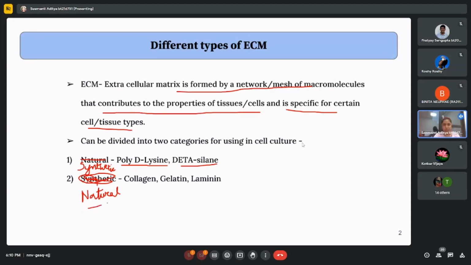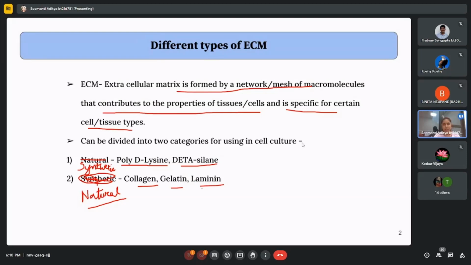Also, the naturally occurring ECM matrices, which many people use, are collagen, gelatin, and laminin. All these proteins, at some point or other, you might have heard of in different aspects. Collagen is present in the nails, and gelatin, we generally use for making jelly-kind of substances.